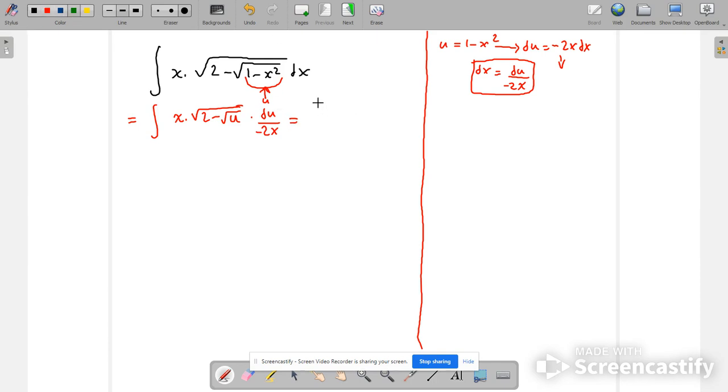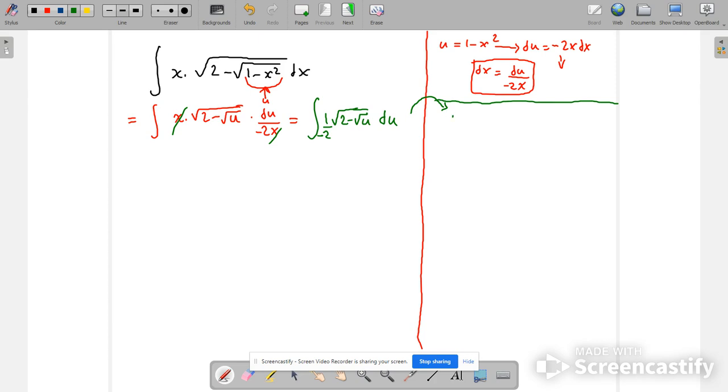So what is this integral? This x would be cancelled out by the other x, and then you would have something like minus 1 half of the integral of square root of 2 minus square root of u, du. Okay, what should we do for this integral? Again, we need to take one more step.